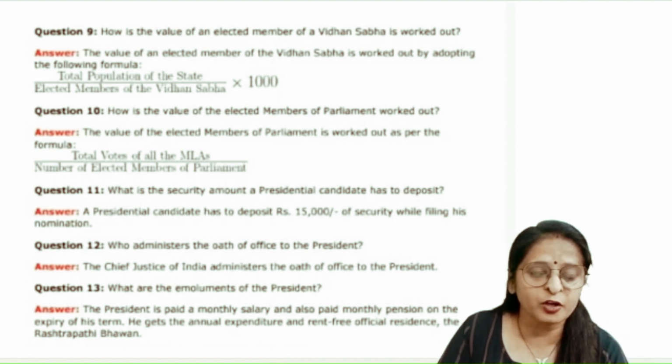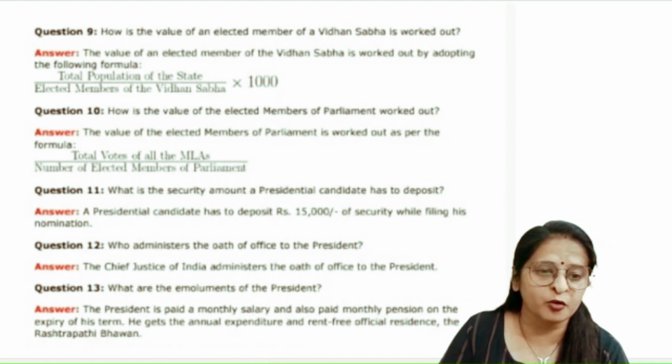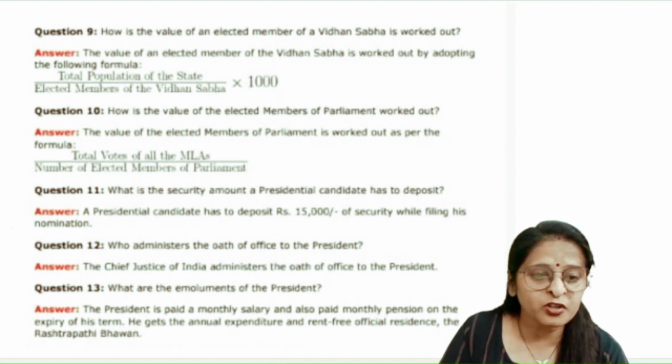So next question is, how is the value of the vote of elected members of Parliament worked out? The value of elected members of Parliament is worked out as per the formula: total votes of all the MLAs upon number of elected members of Parliament.